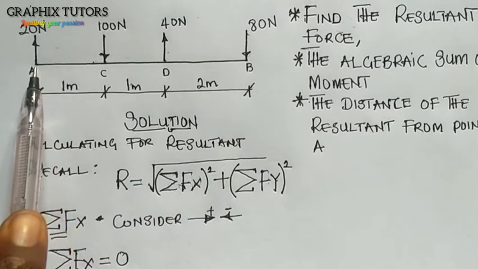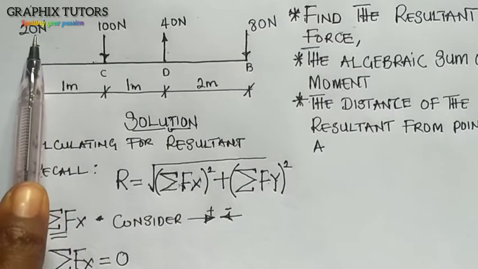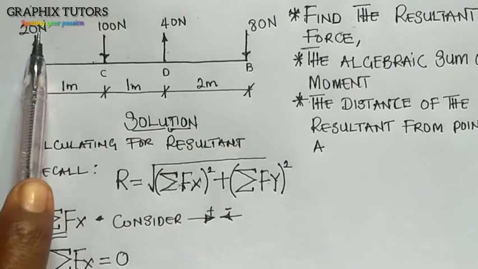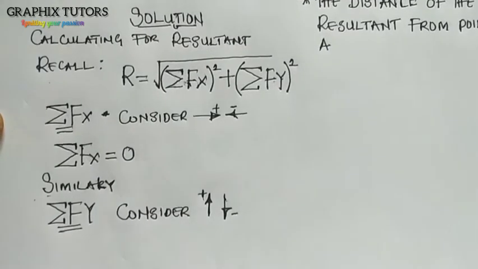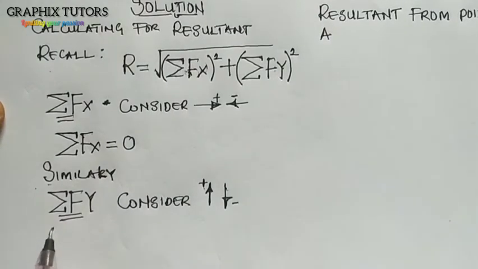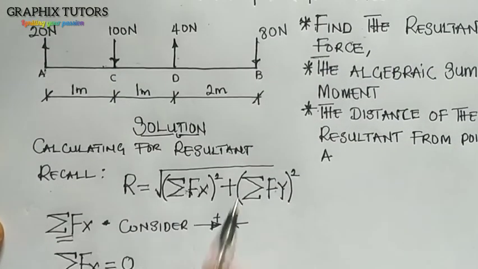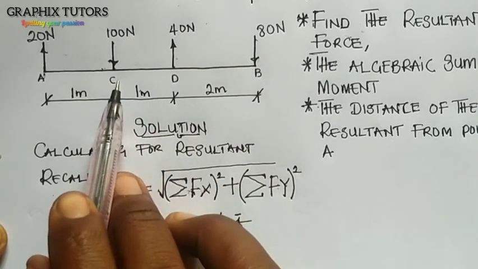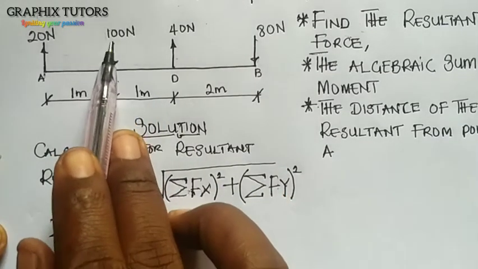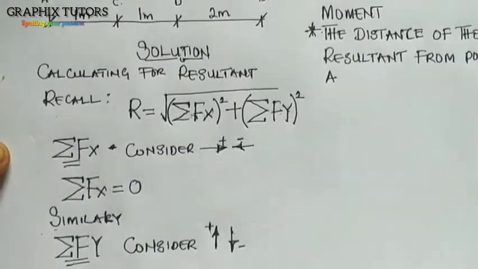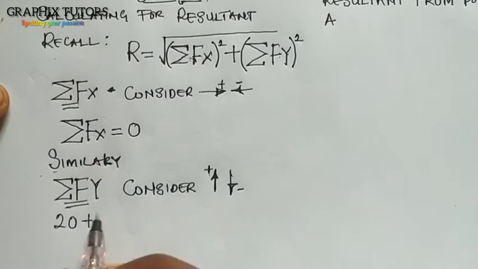The force at point A is facing upward, and because it's facing upward, we say it is what? 20 Newton. So we have positive 20 Newton, plus the next one, the force at point C, is facing downward. Because it's facing downward, with the arrow here, you see it says it's 100, so we'll call it minus 100 Newton. So the load is minus 100. I'll put it in bracket because of the minus 100.